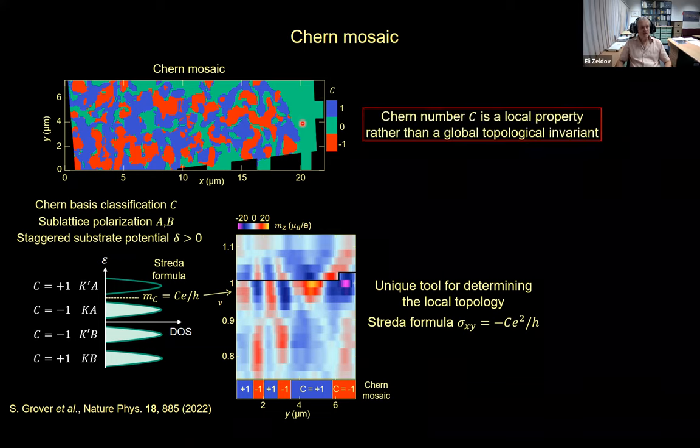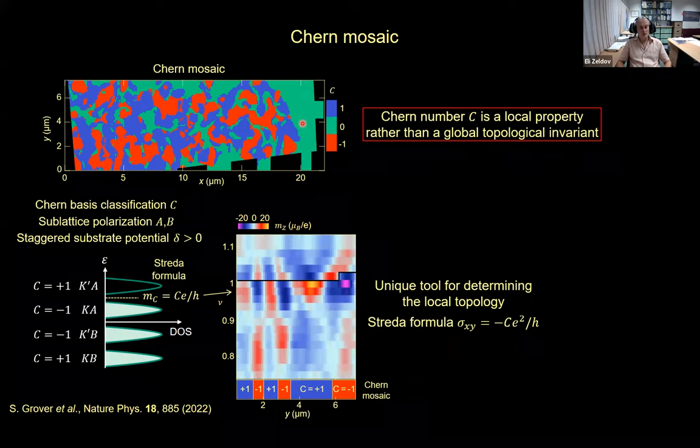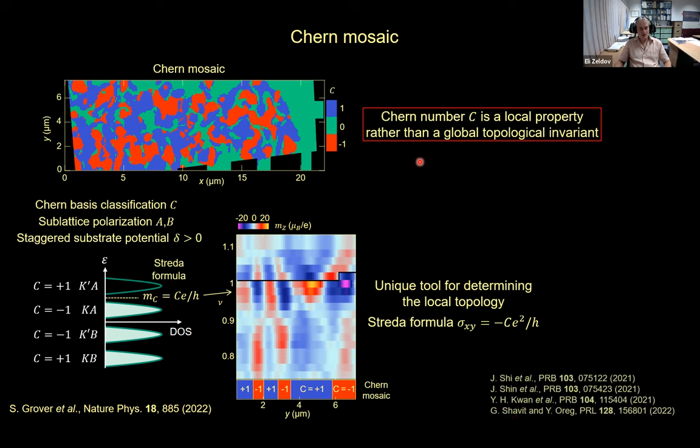This is quite different from what we usually think. So what we find is that topology, rather than being a global property, or Chern number rather than being a topological invariant, becomes a local property. This changes the way we think of Chern insulators in general and topology in particular. And this has been realized by several recent theory papers. And it has quite far-reaching implications.